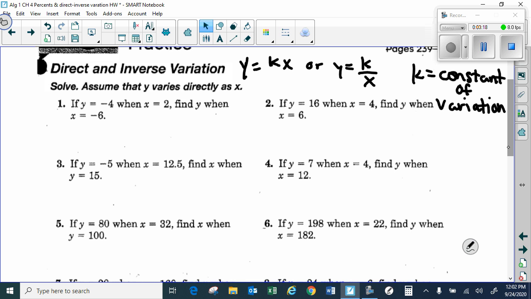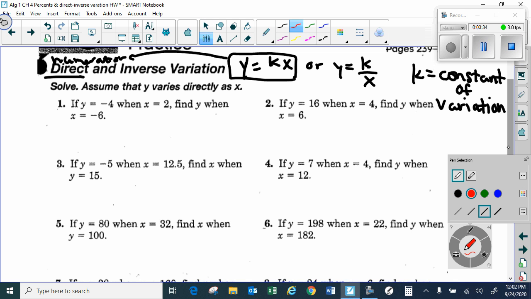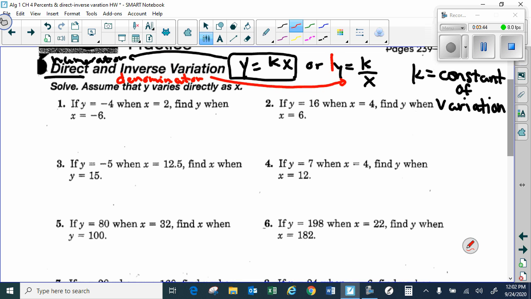Now, how do you know which equation to use? If it says direct, I want you to automatically remember numerator. So x is in the numerator. This is the direct variation one right here. Inverse, I want you thinking denominator. So that is this one. X is in the denominator. So now you know which one to use depending on if it says direct or inverse.